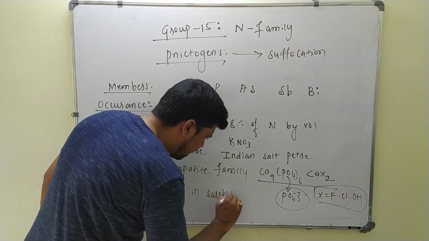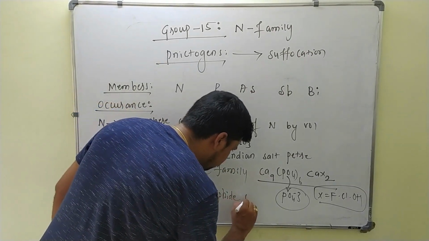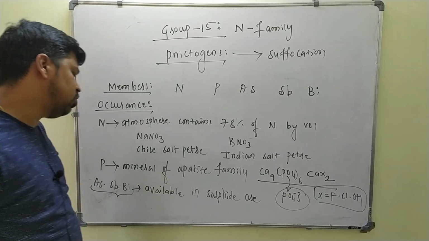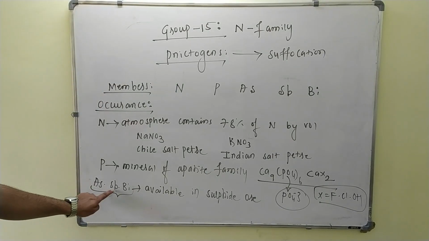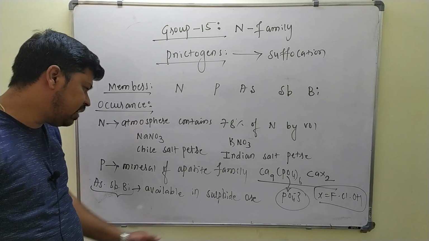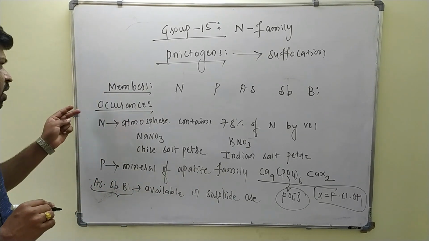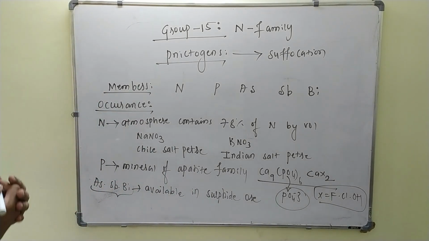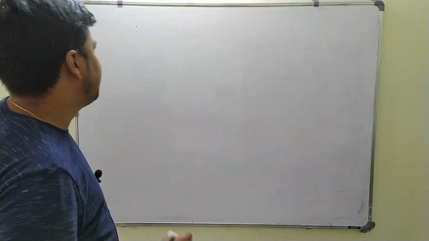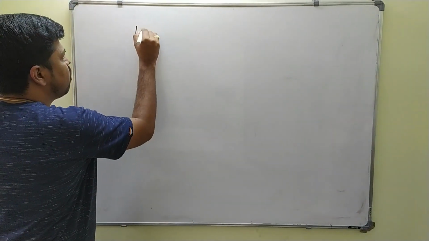Actually, these are present as impurities in the sulfide ore, which you will study in the isolation topic. Arsenic, antimony and bismuth are present in the sulfide ore as impurities. This is the occurrence of the group 15 members. Now, the general electronic configuration for group 15 elements.